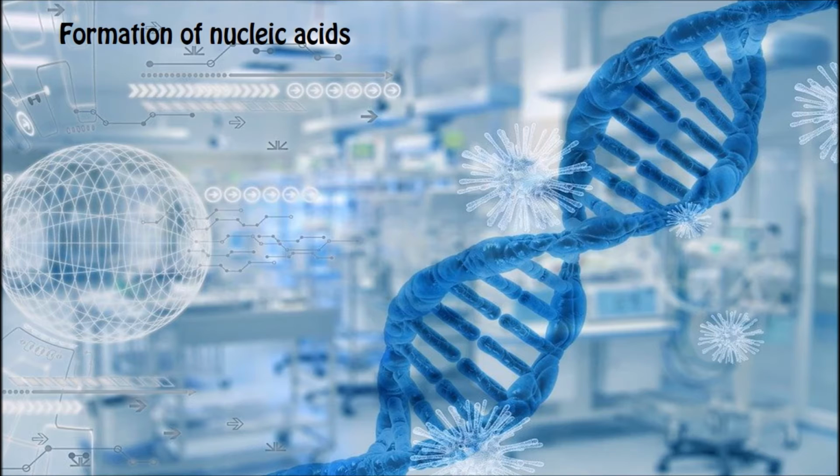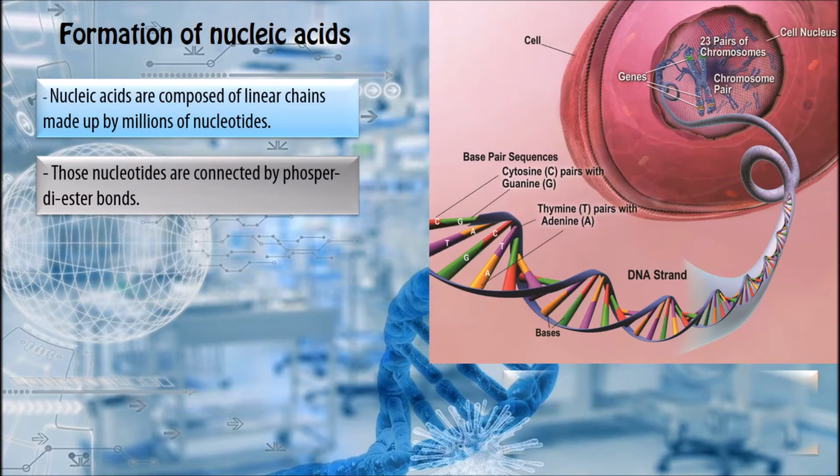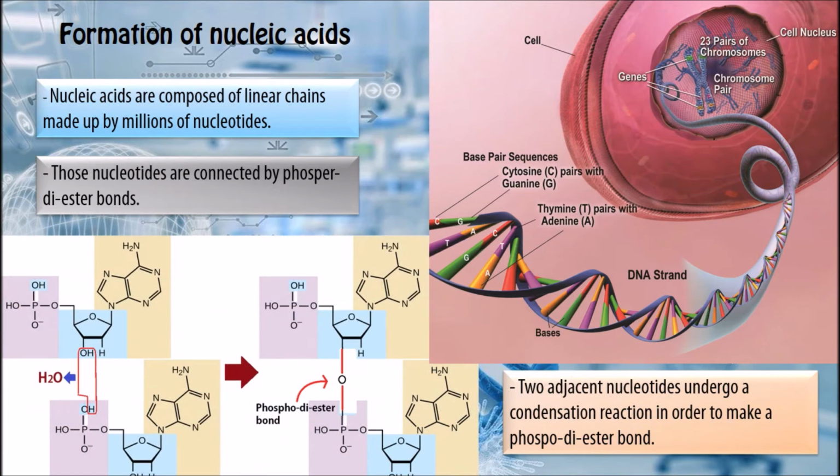Formation of nucleic acids. Nucleic acids are composed of linear chains made up of millions of nucleotides. Those nucleotides are connected by phosphodiester bonds. Two neighboring nucleotides undergo a condensation reaction resulting in a phosphodiester linkage. This bond is formed between the hydroxyl group of the phosphate of one nucleotide and the hydroxyl group attached to the third carbon of the pentose sugar of the other.